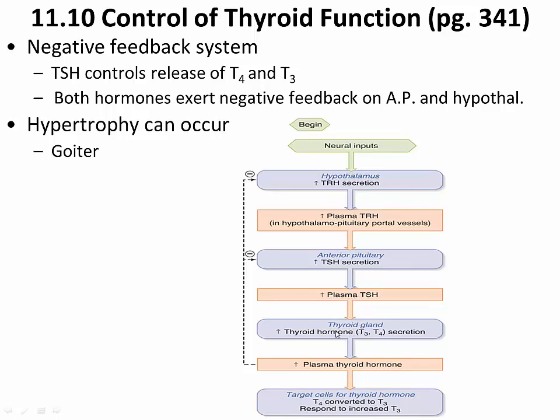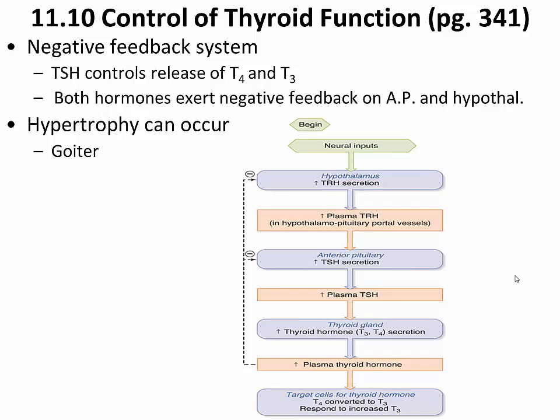Those make their way to the thyroid gland, causing the release of primarily T4, but also T3. Plasma concentrations of thyroid hormone go up. T4 is converted to T3 within the cells, and the cells respond to those increased concentrations of T3. We have negative feedback that occurs primarily at the anterior pituitary, but also to some extent at the hypothalamus, as a result of the exposure of those two glands to both T3 and T4.